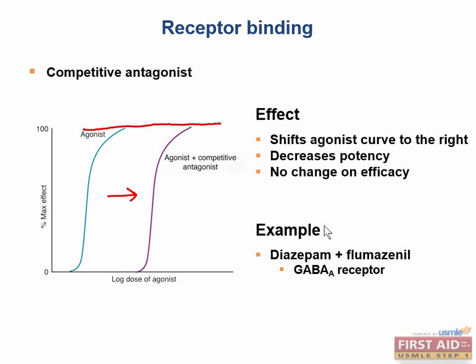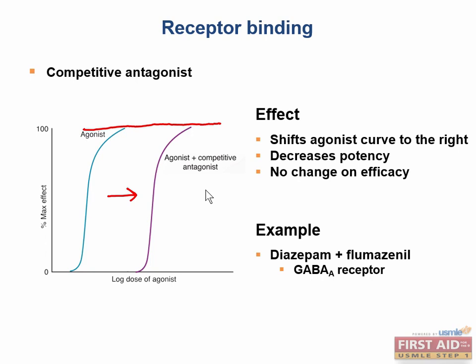So in this graph, diazepam is going to be our agonist, or our blue line, while our competitive antagonist is going to be flumazenil. The shift to the right will represent what flumazenil plus diazepam, or an agonist plus a competitive antagonist, looks like. So after saying all this, what do you expect is the treatment for a benzodiazepine overdose?